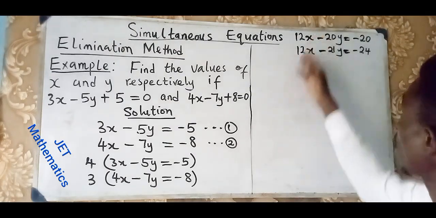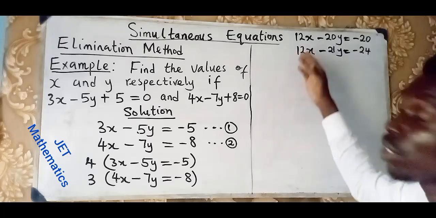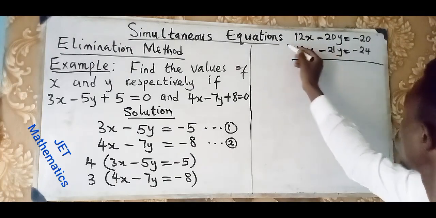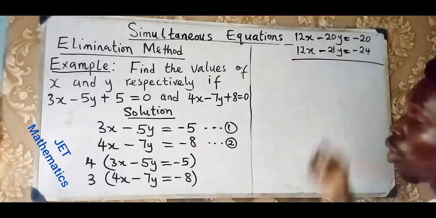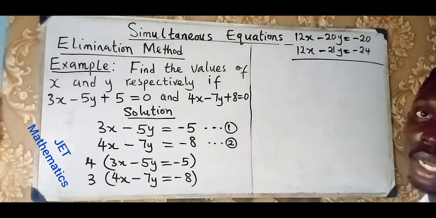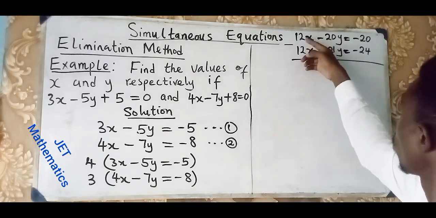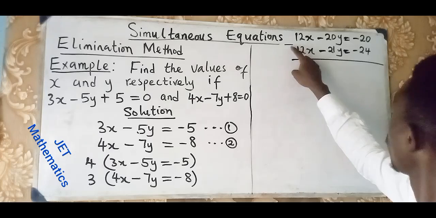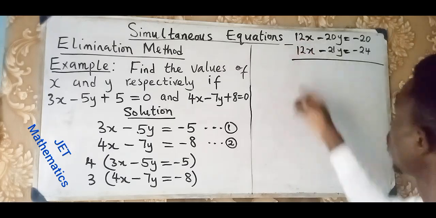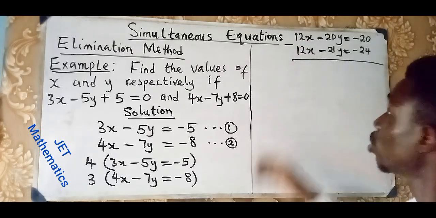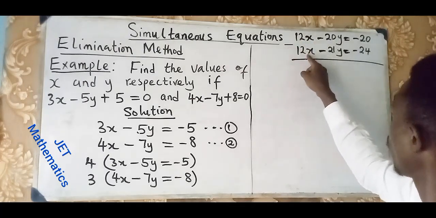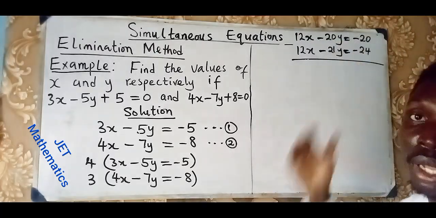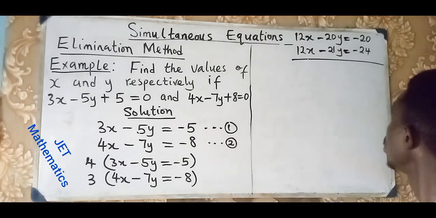So to eliminate x, it will be easy for us now. To eliminate x, I will subtract equation 2 from equation 1. So I'll say 12x minus 12x gives me 0. So x is gone. x is off the equation.